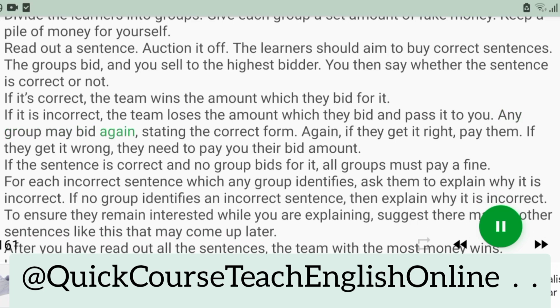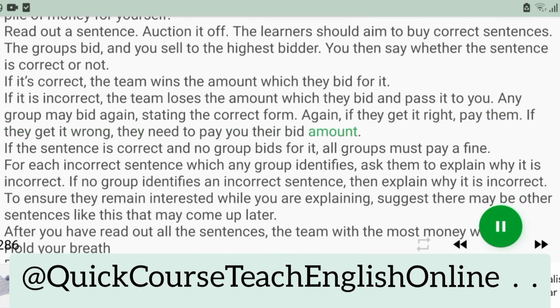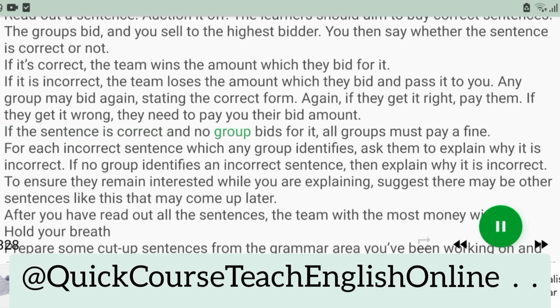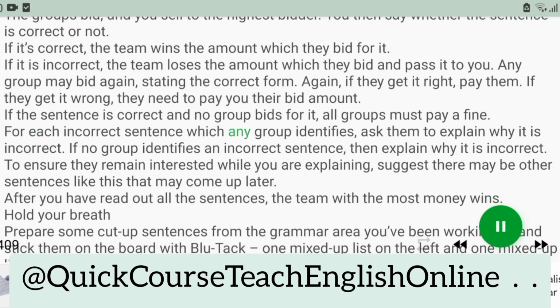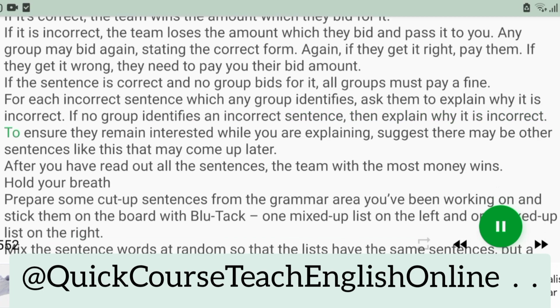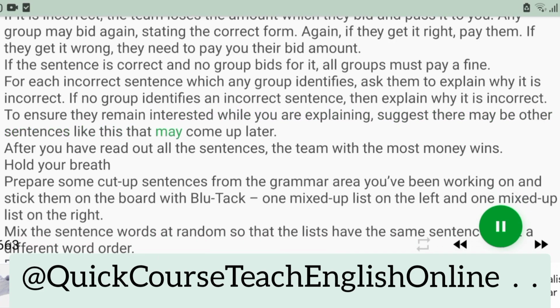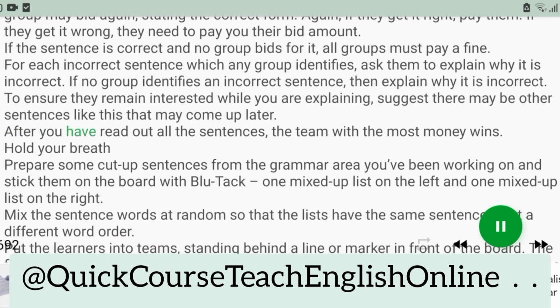Any group may bid again, stating the correct form. Again, if they get it right, pay them. If they get it wrong, they need to pay you their bid amount. If the sentence is correct and no group bids for it, all groups must pay a fine. For each incorrect sentence which any group identifies, ask them to explain why it is incorrect. If no group identifies an incorrect sentence, then explain why it is incorrect. To ensure they remain interested while you are explaining, suggest there may be other sentences like this that may come up later. After you have read out all the sentences, the team with the most money wins.